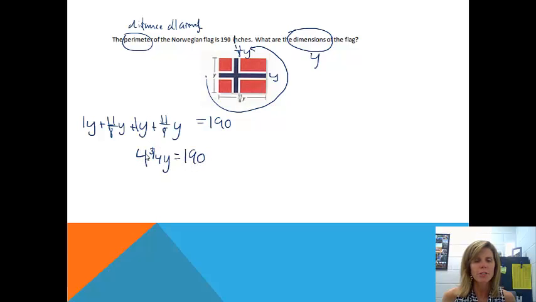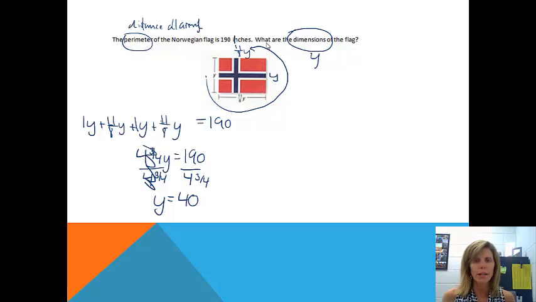And then, just like in any other problem, to get rid of the 4 3/4, since it's multiplied, we will divide both sides by that 4 3/4. On the left side, the 4 3/4 cancel, and I'm just going to get y. And then 190 divided by 4 3/4. Again, I can use my calculator. When you type in 4 3/4, we would do 4 ABC 3 ABC 4. And when we do that, we should get an answer of 40.